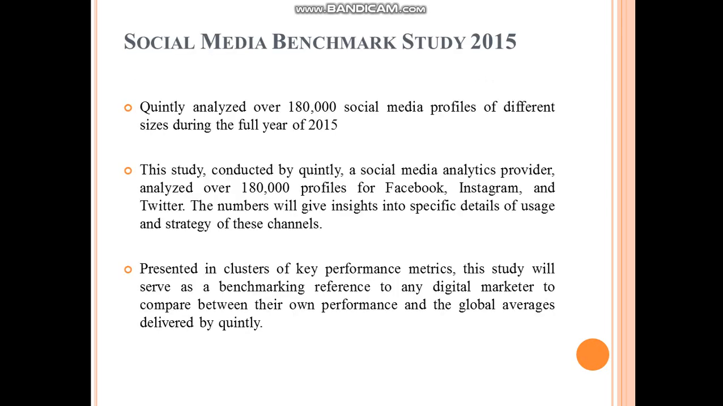Now this is one of the examples of the Quintly tool. A social media benchmark study done in 2015. Following are the results given by the Quintly tool. Quintly analyzed over 180,000 social media profiles of different sizes over the full year of 2015. This study, conducted by Quintly, a social media analytics provider, analyzed over 180,000 profiles for Facebook, Instagram and Twitter, and presented them in clusters of KPIs.